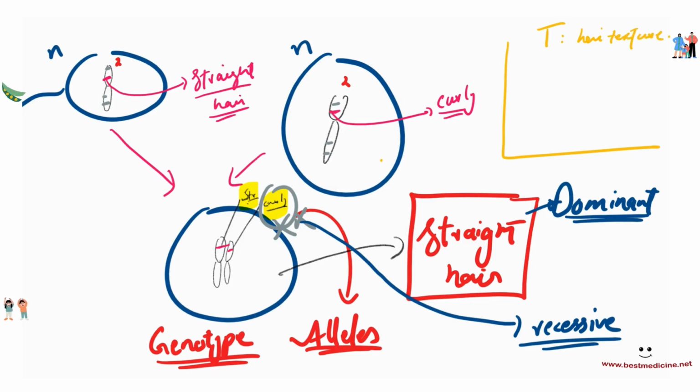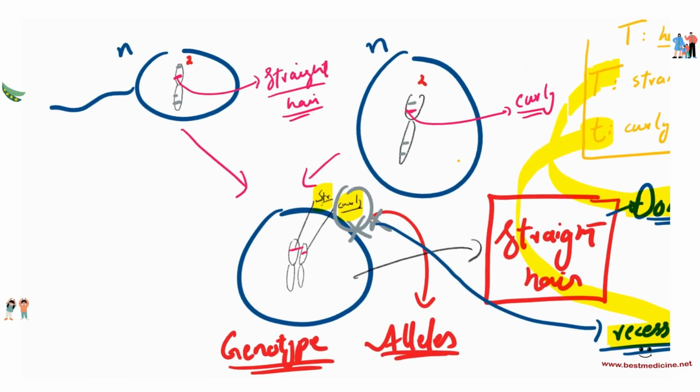Now, if we're talking about the dominant allele, then we'll write that as capital T. And when we're talking about a recessive allele, then we'll write a small t for it. So capital T represents the allele that has straight hair here, because that trait is dominant. And small t represents curly hair in our example. So dominant is represented by capital letters, and recessive is represented by small letters.